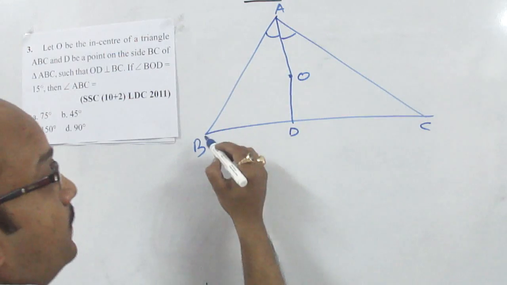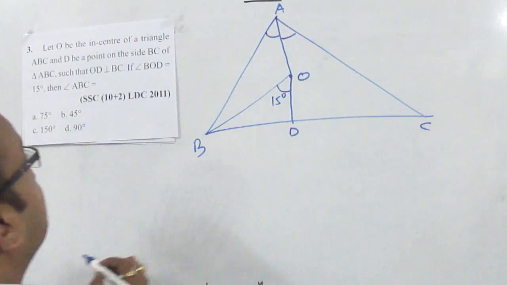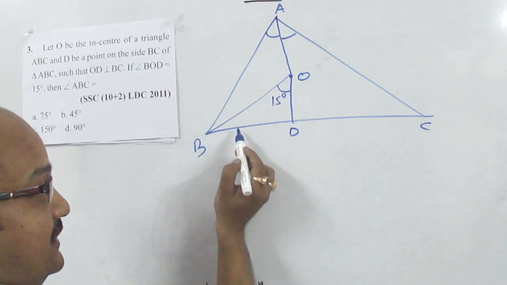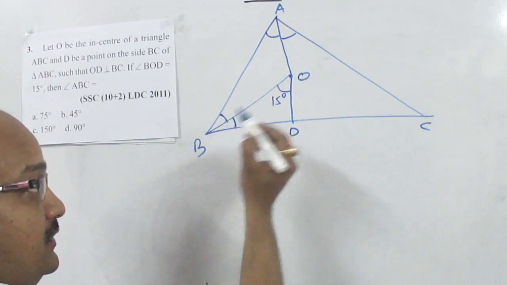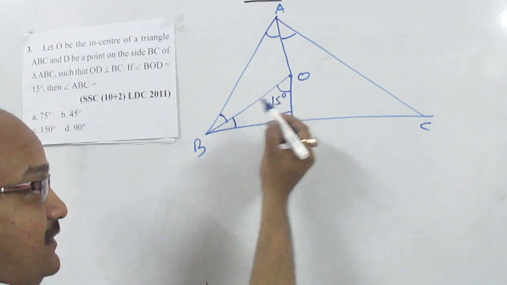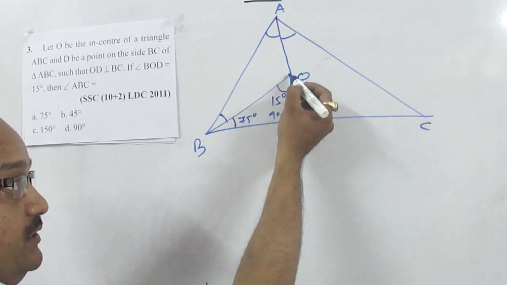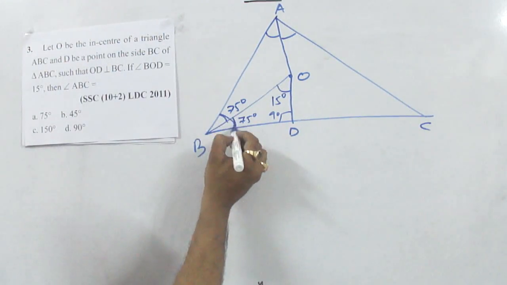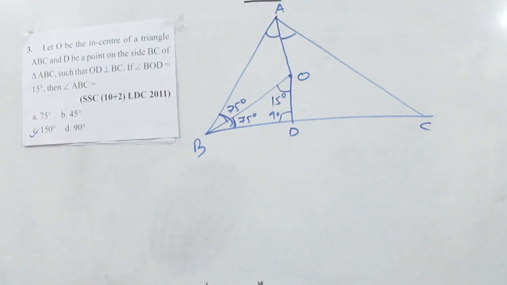If angle BOD is given as 15 degrees, we have to calculate angle AB, this angle. As O is the incenter, this angle would be equal. This is 90, this is 15, so it would be 75. And BO is an angular bisector because O is the incenter. Hence, this would also be 75. So the combined angle would be 150. See the next question.